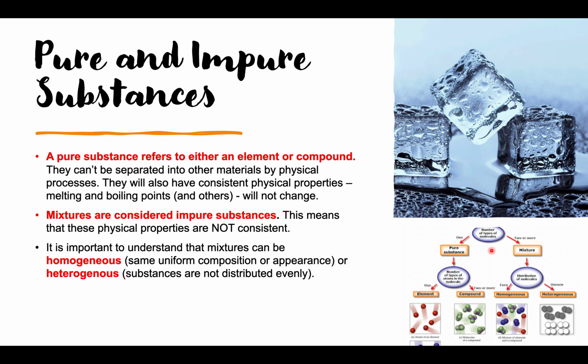So the number of types of molecule: if there's just one, it's a pure substance. Two or more, it's a mixture. Then, if the number of types of atoms in the molecule is just one, it's an element. If there are two or more, it's a compound. Now, in terms of differentiating between mixtures, it refers to the distribution of molecules. If there's an even distribution of molecules, it's homogeneous. If there is an uneven distribution of molecules, it's heterogeneous. And there are diagrams that accompany this.